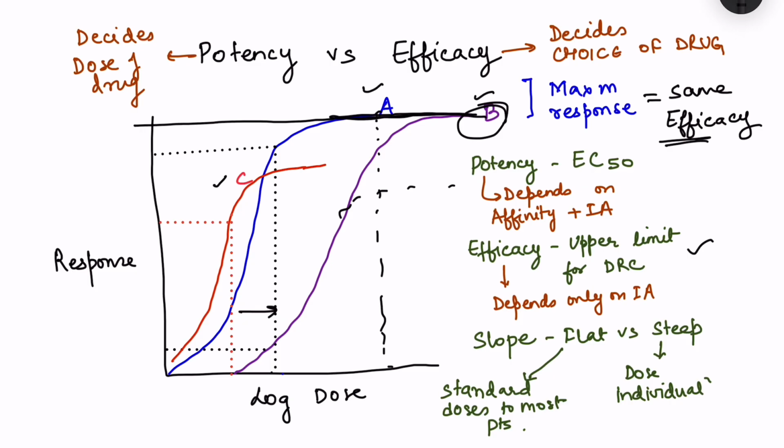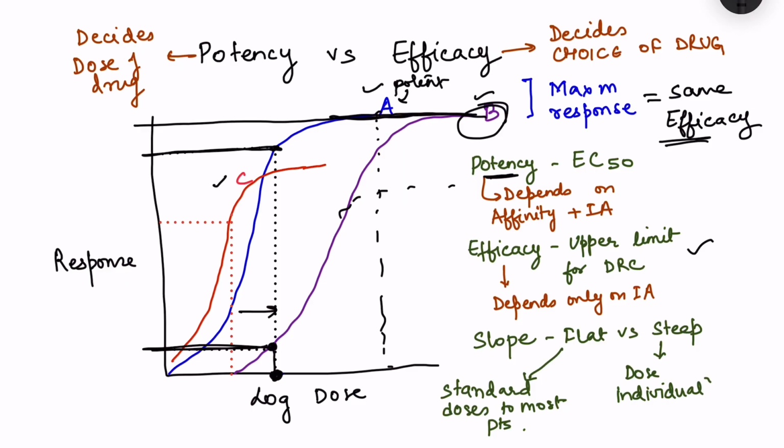Second component is potency. Potency is how much dose of the drug is needed to produce a particular response. So here A and B have the same efficacy, but if we see the dose, suppose we take this particular dose, we see that with this dose, B drug has only this much response, very less. On the other hand, A drug has a huge response with that particular dose only. So in this case, A is more potent than B.